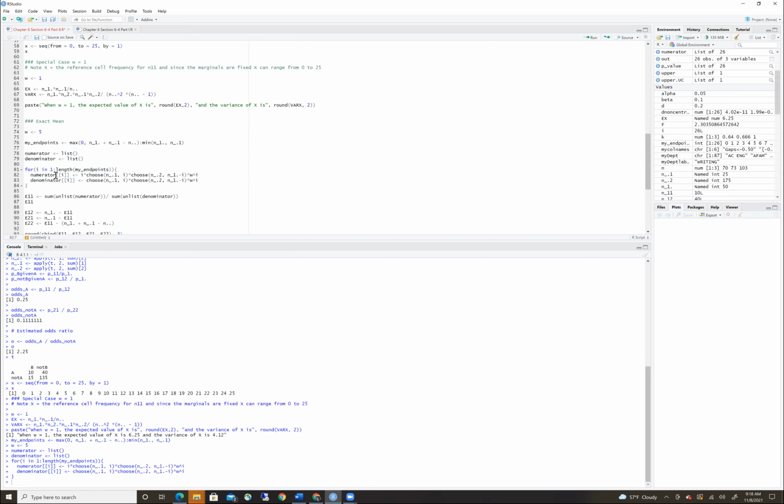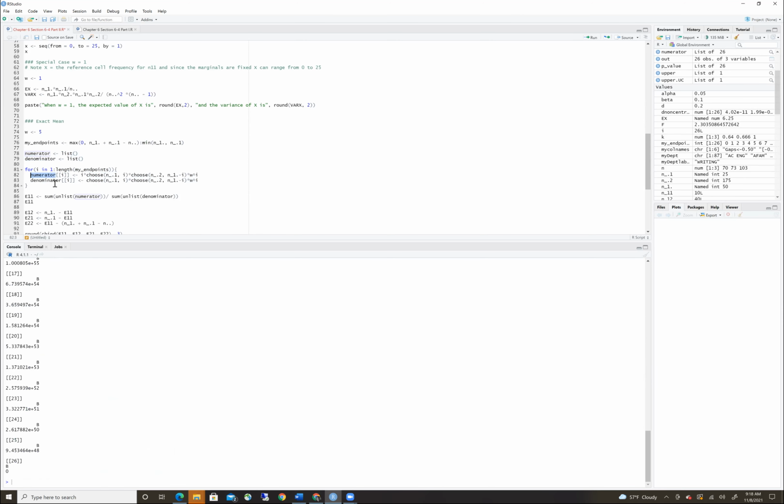Okay, and if I wanted to, I could just say, what are all the values in my numerator? And if I looked at that, I'd get all the different values. And similarly, I could look at that for the denominator. But really at the end of the day, this equation 6.43 says to sum up all those individual pieces that we calculated in the numerator, and divide that by the sum of all those individual pieces we calculated in the denominator. So if we want to get E11, we're going to use the unlist function.